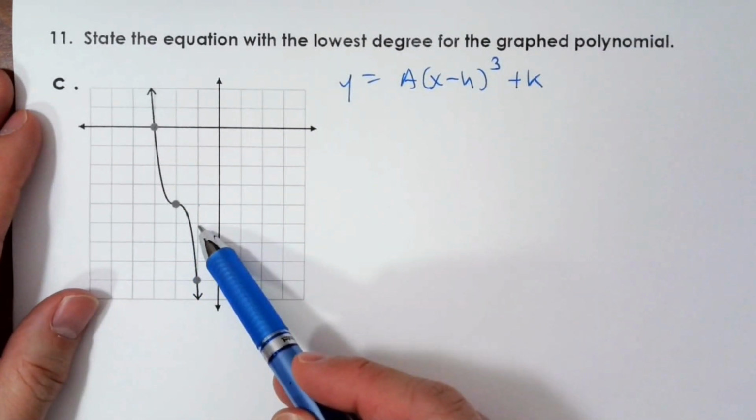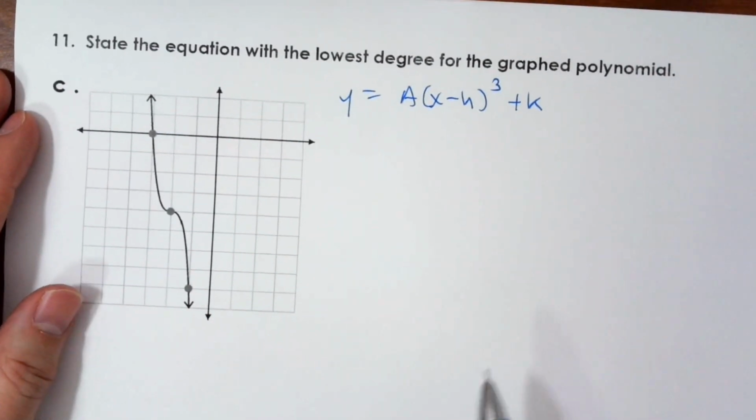Over 1, down 1, 2, 3, 4. A is negative 4.